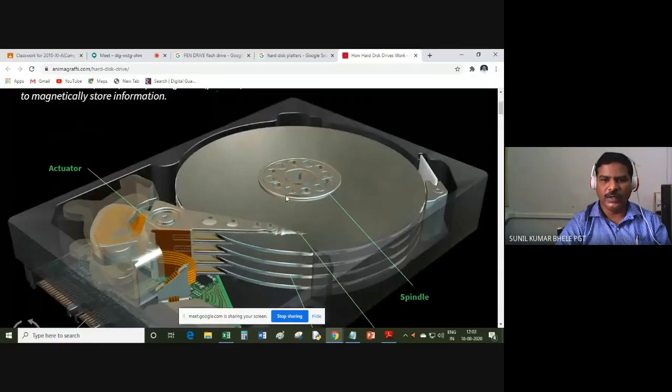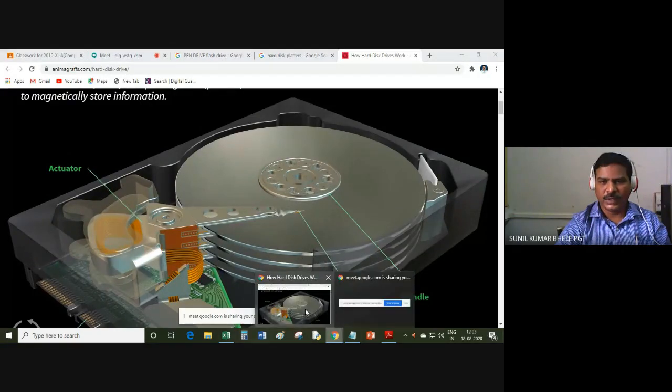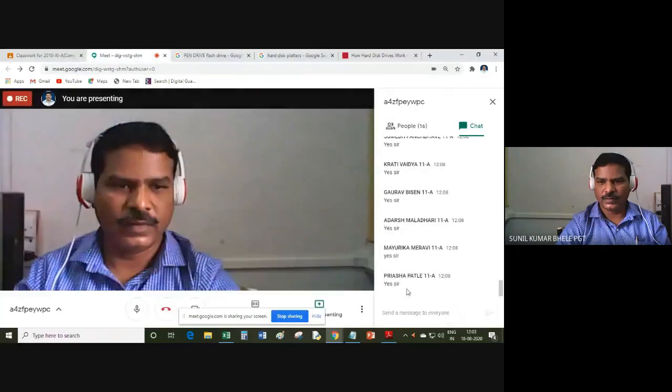Can you see on my desktop the animated form of this hard disk? Type inside the chat box. Are you able to see the animated image of the hard disk? Okay.